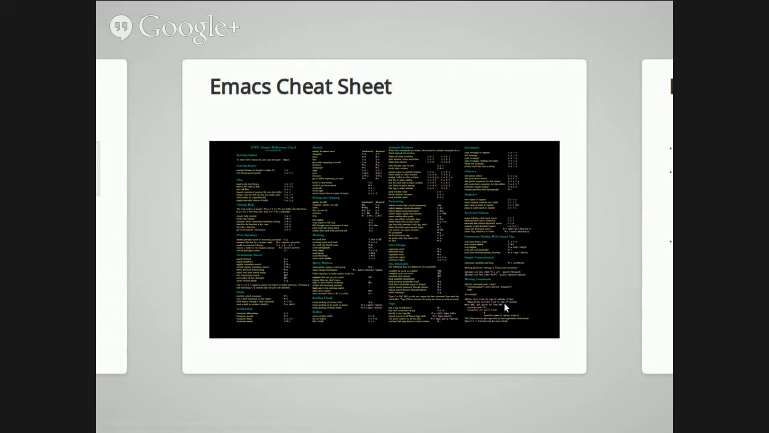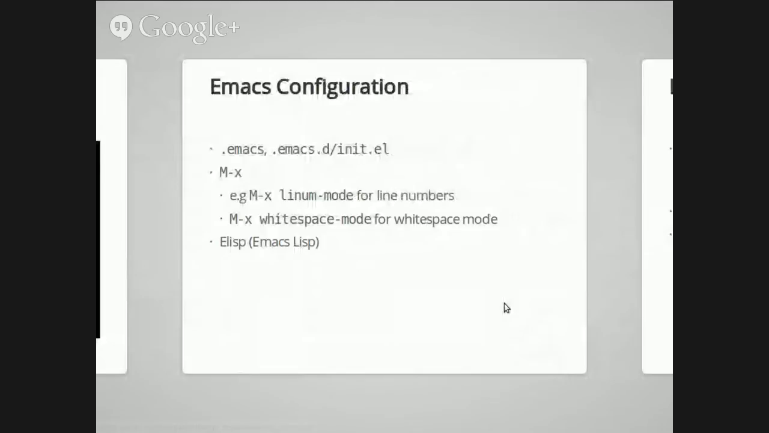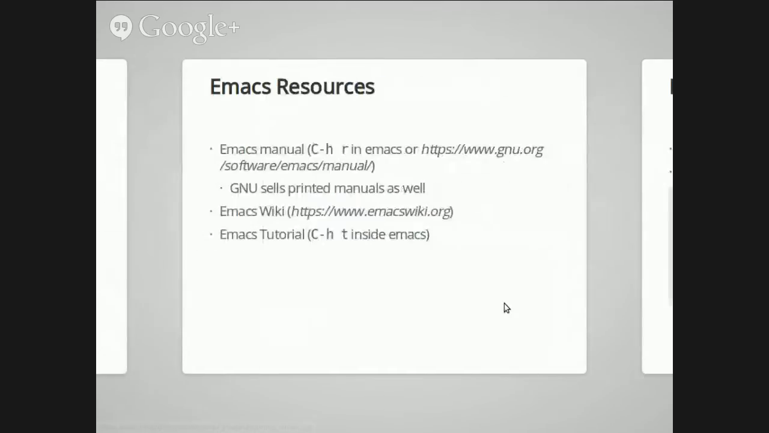So Emacs configuration is kind of similar to Vim's, but it's actually written in a programming language called Lisp, or Emacs Lisp in this case. M-x is what you can use. It's similar to Vim's colon, which will allow you to change things while you're editing something. There's also the .emacs or init.el file, which will allow you to do configuration every time you open Emacs.